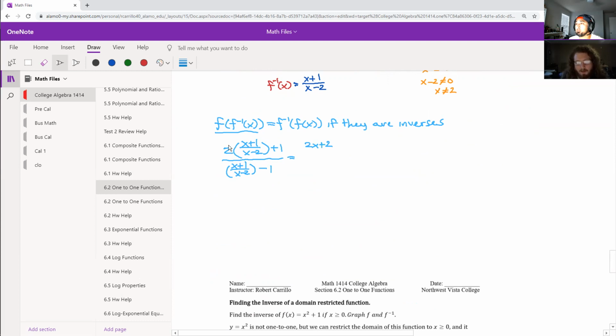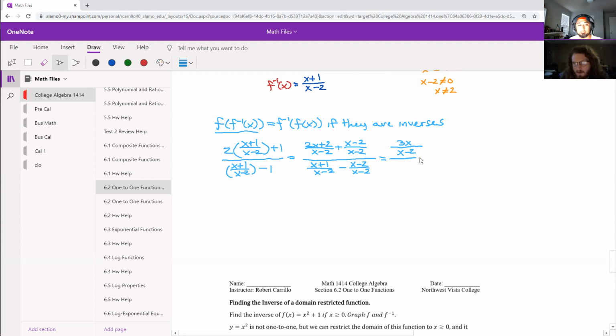You just multiply the 2 to the numerator divided by x minus 2. We're going to turn this plus 1 into a fraction of x minus 2. So it'll be plus x minus 2 over x minus 2. Divide this entire thing by x plus 1 over x minus 2 minus x minus 2 over x minus 2, right? And then this will be equal to, we're just going to combine the numerators. So we get 2x plus x is 3x. 2 minus 2 is 0.